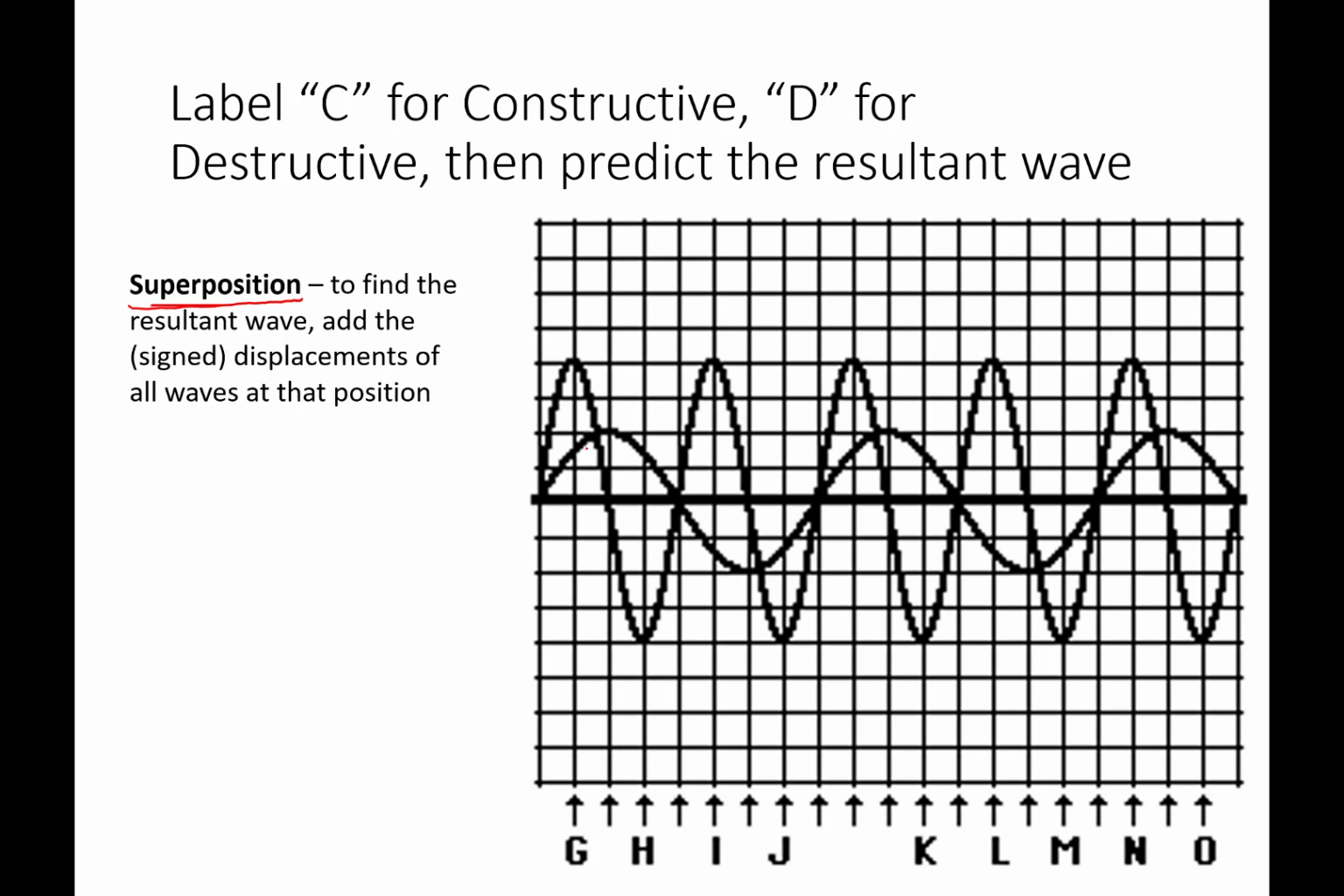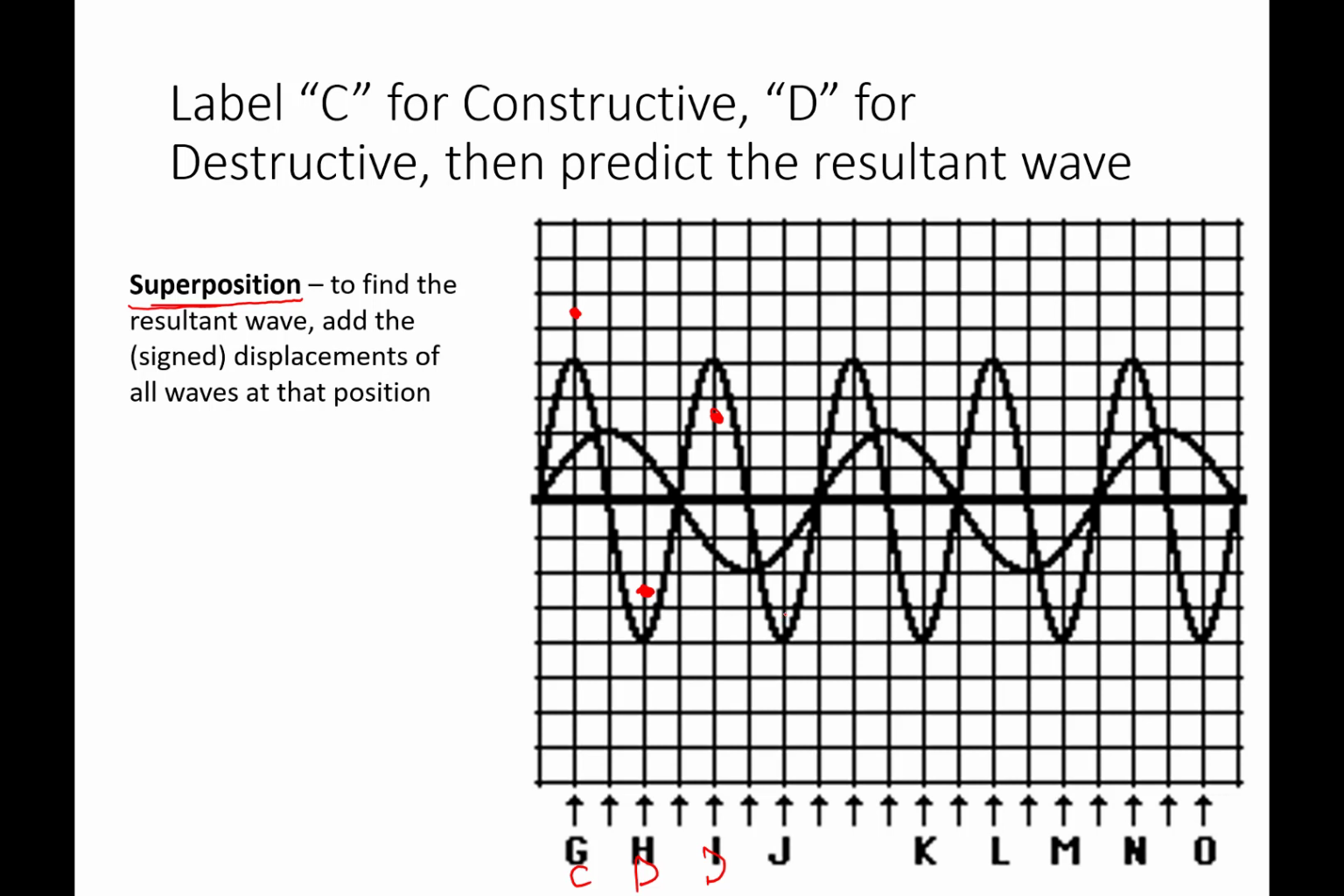At G, we have two positive waves, so that's going to be constructive. They're going to add. And let's find the resultant amplitude. This is an amplitude of 4. This is 1.5, so our resultant is going to be 4 plus 1.5, 6.5. I'm going to label a dot there. At H, we have a positive and a negative wave. That's going to be destructive. They're going to cancel. -4 and +1.5 is going to give us an amplitude of -3.5. At I, positive and negative, that's destructive. +4, -1.5. That's going to be 4 minus 1.5, somewhere around here.